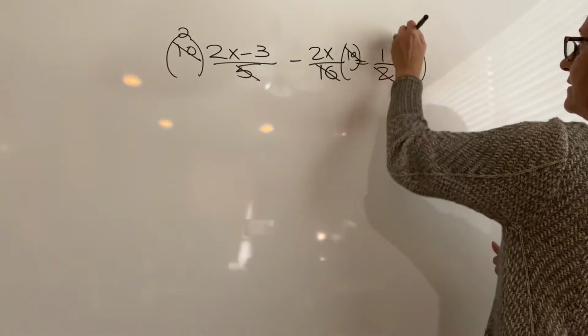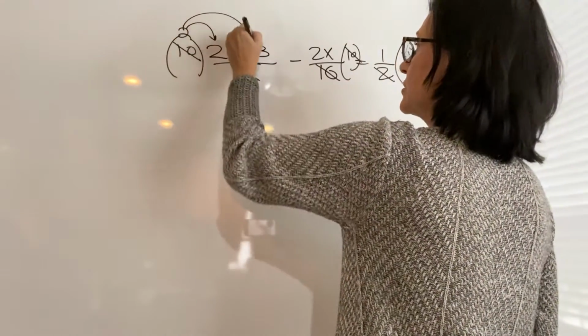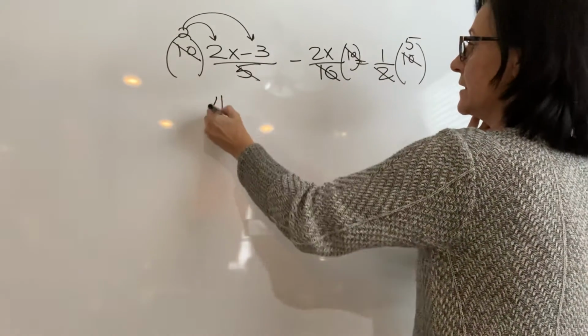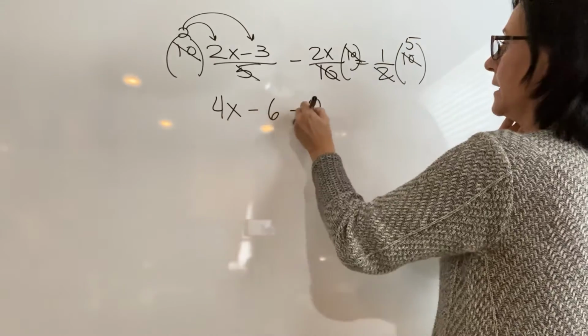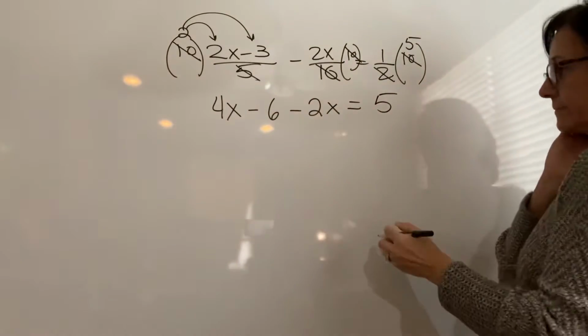2 goes into 10 5 times. Then I multiply. I have to distribute this 2 to both terms in that binomial. So 2 times 2x gives me 4x. Minus 2 times 3, 6. Minus 2x equals 1 times 5 is 5.